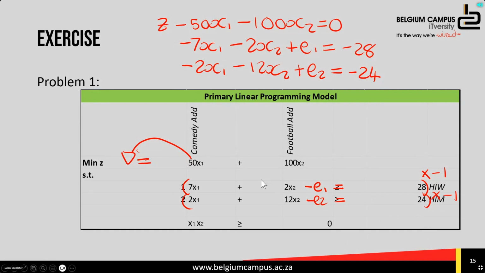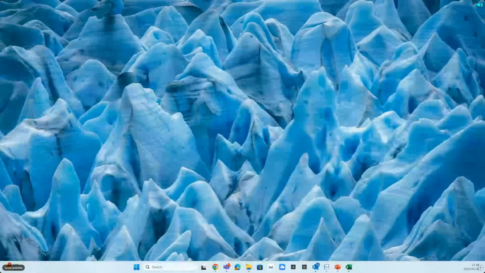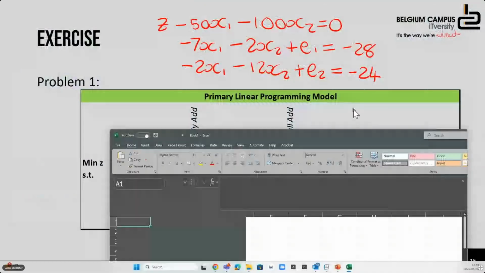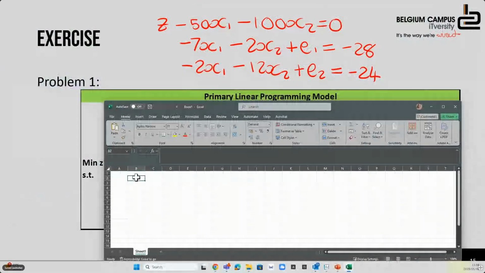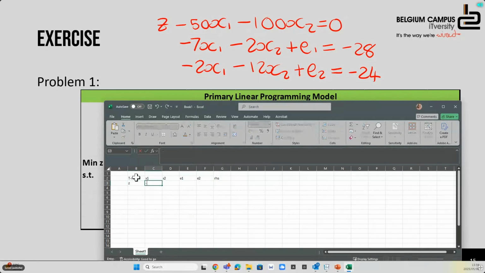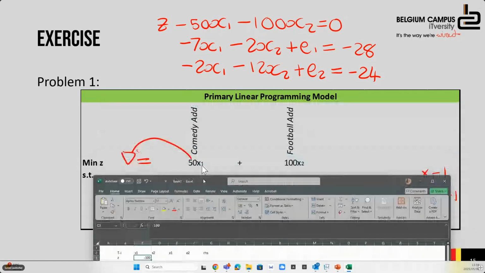Okay, let's see. Let's make it on Excel. Let's not waste too much time. Table initial, hey? Oh, on my screen it's gray. Weird. Okay, let's see. Minus 100. Oh, it's minus 50 first, right?